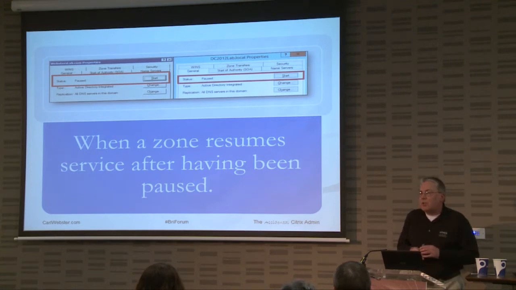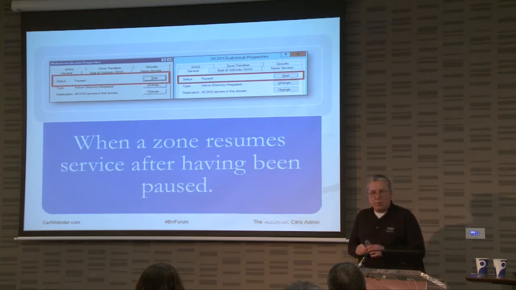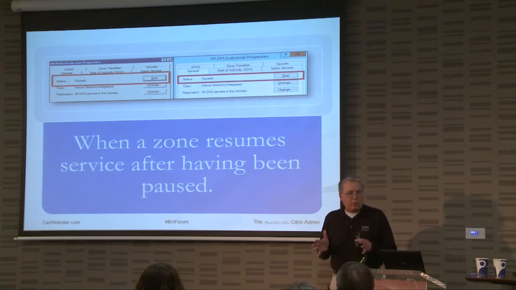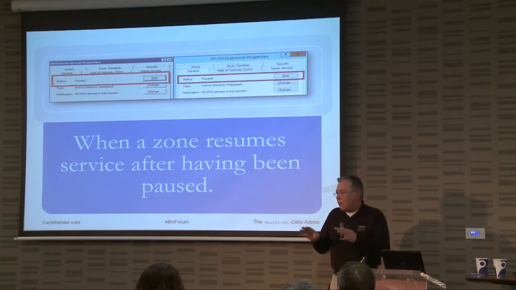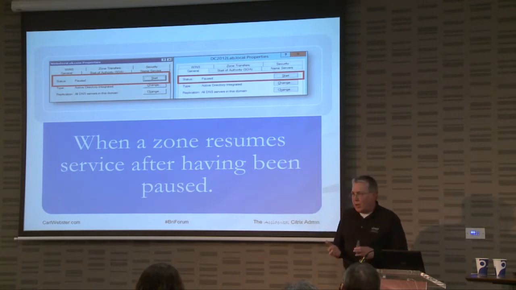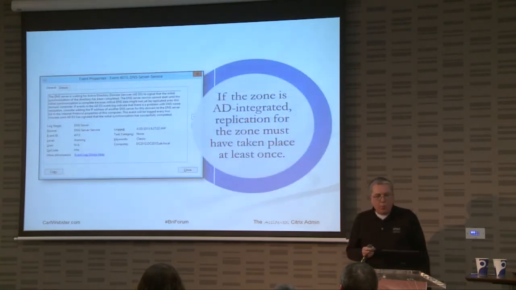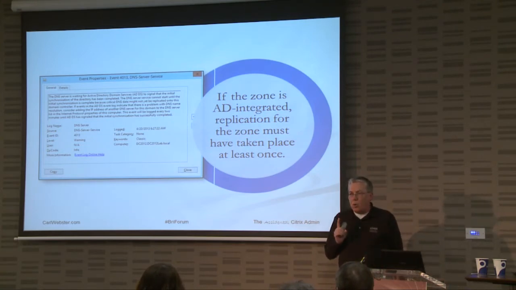When the zone resumes service after having been paused. I don't know why, but some people pause their DNS zones. And so if the zone is paused while you're configuring all this aging and scavenging stuff, the start scavenging time will not be set. So after you've gone through all of that and then you start the zone, once it goes out and verifies that all the other aging and scavenging stuff is done properly, then the start scavenging time will be set. If the zone is Active Directory integrated, replication must have occurred once.